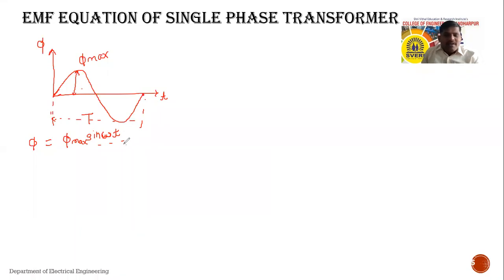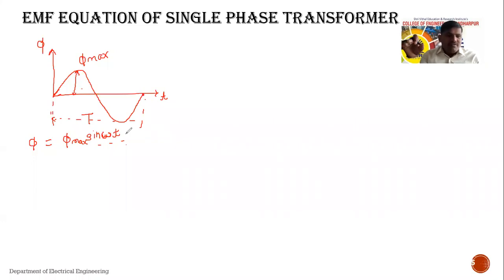Instead of writing m only, we are writing phi max sin omega t. Now, consider the primary winding of the transformer. When the supply is provided to the primary winding, some current starts flowing in it, and then some EMF is induced in the primary winding. This induced EMF produces some flux. This flux travels to the secondary winding, and due to that flux some EMF is induced in the secondary winding.